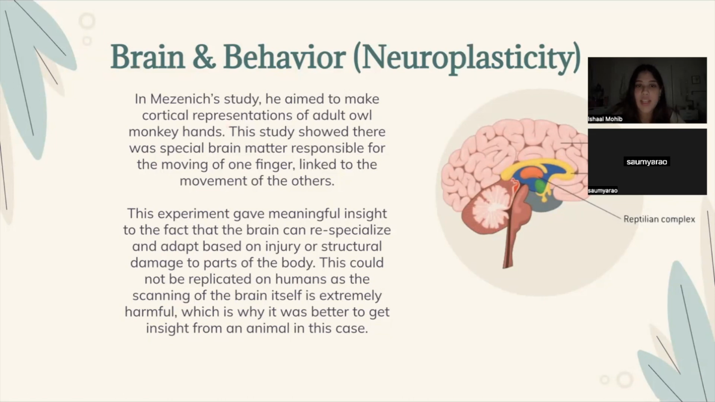In Merzenich's study, he aimed to make cortical representations of adult owl monkey hands, and this study showed that there was special brain matter responsible for moving one finger, which linked movement to the other fingers. This experiment gave meaningful insight to the fact that the brain can re-specialize and adapt based on injuries or structural damage on parts of the body. And this could not be replicated on humans, as scanning of the brain itself is extremely harmful. Taking pictures of the brain causes a lot of radiation, which is harmful for humans. That's why it's better to get an insight from an animal's point of view on the case.